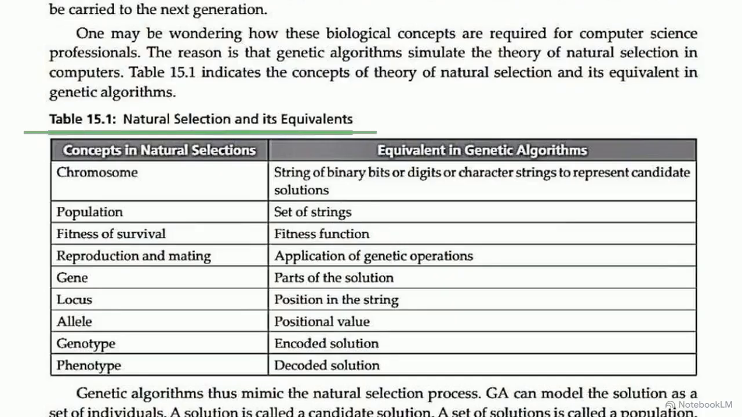This table shows exactly how biology translates into code. An individual organism, or chromosome, becomes a string of binary digits representing a single candidate solution. A biological population becomes a set of these binary strings. To quickly recall this mapping for your exams, remember the acronym CPFRG.